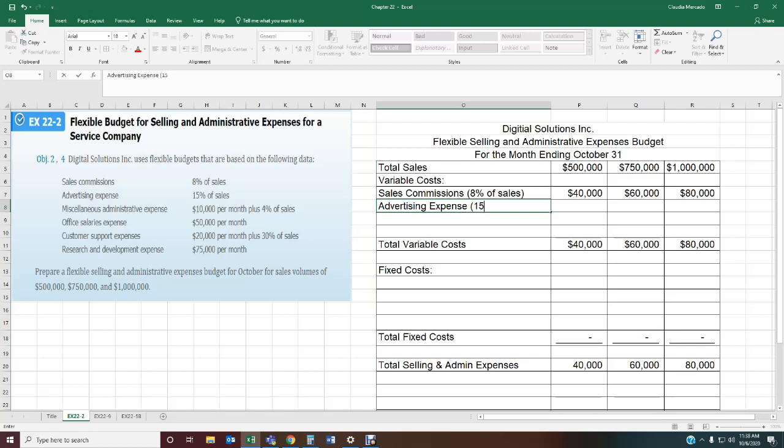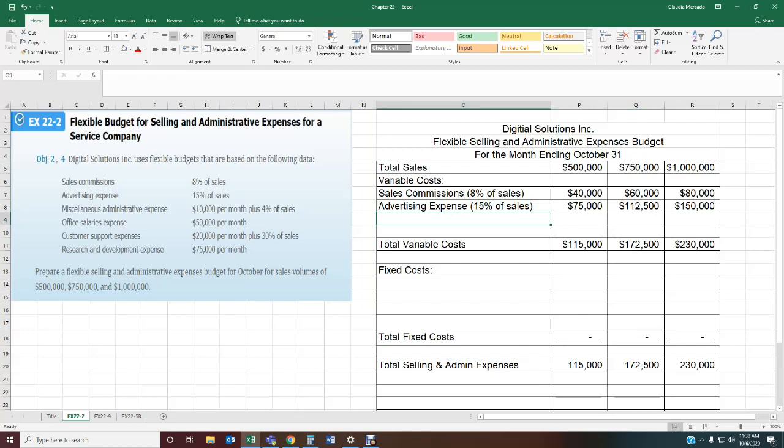And that's 15% of sales. Once again, I'm going to get my sales volume times my percentage, which is 15% in this case, for your advertising expense. We're going to run the calculations. 750 times 15% gives me 112,500. And then we're going to get 1 million times my 15%, and that will give me 150,000.